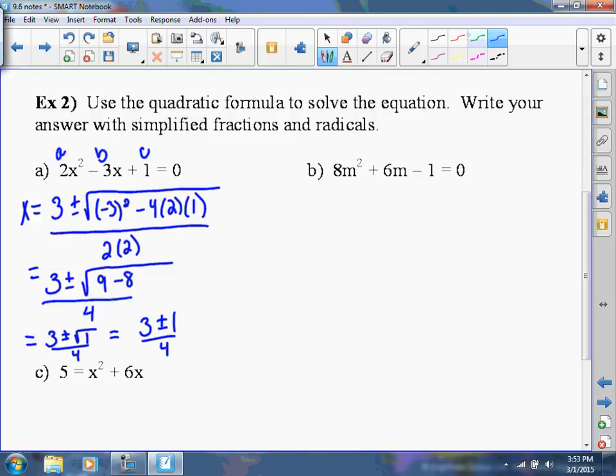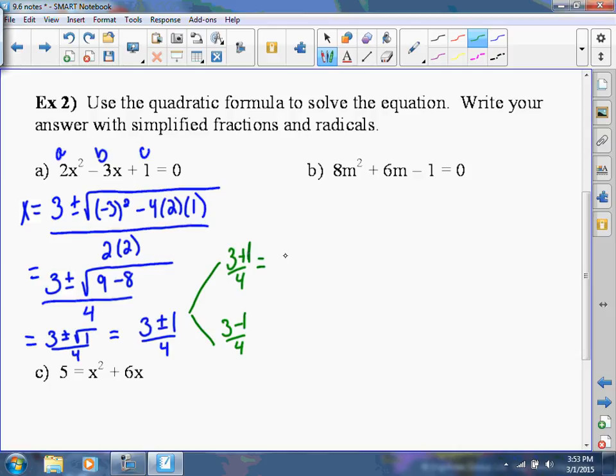Now, here's where I'm going to get my two answers. So I'm going to branch this off in two different directions here. I'm going to do 3 plus 1 over 4 to get an answer. And then I'm going to do 3 minus 1 over 4 to get an answer. So if you need to write those out separately, do that. Okay, that's where your two answers come from.